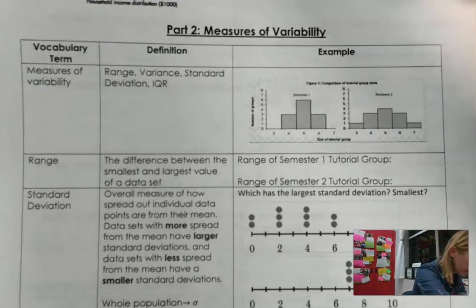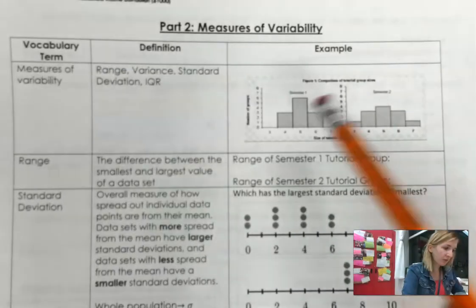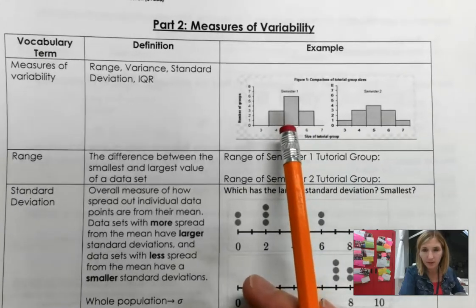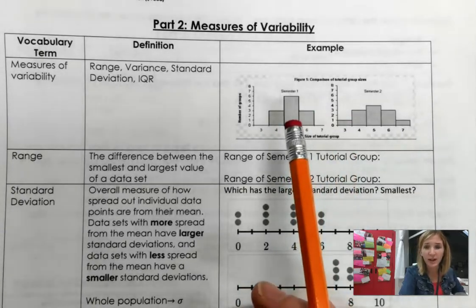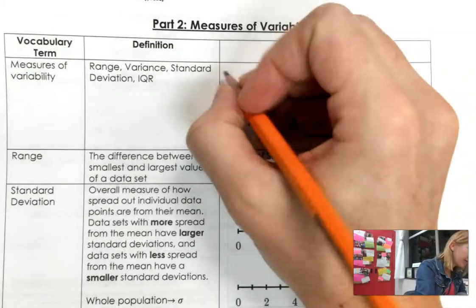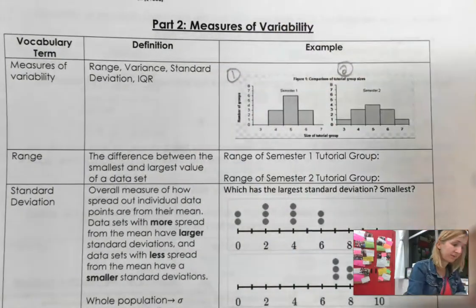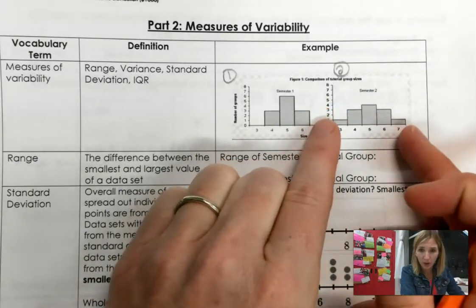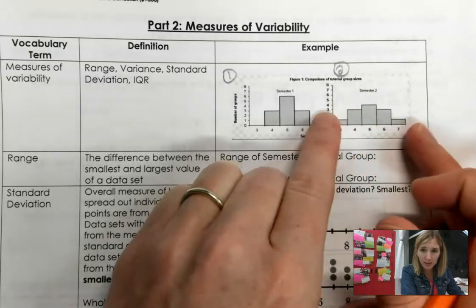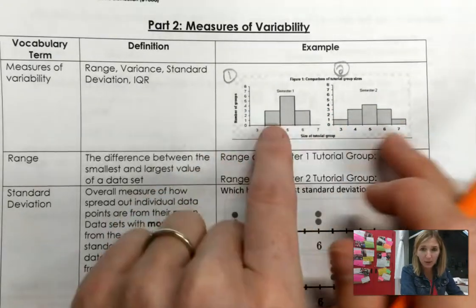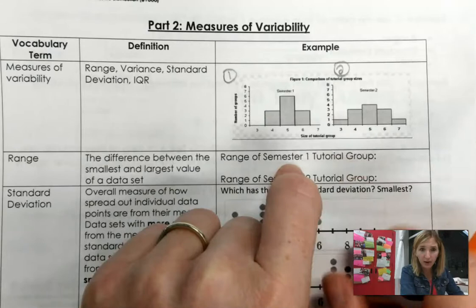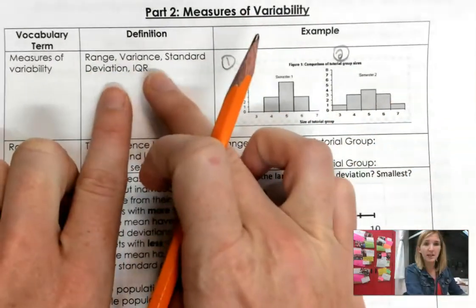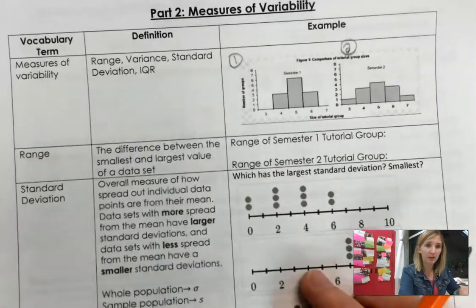Out of these two, which do we think has more variability? Which data is more spread out? Number 1 or number 2? I hope you said number 2 was more spread out. You can see it's got a longer range, and there's more data pieces away from the mean in the middle. Here, it's a little bit closer together, right? So, all of these 4 things will tell us different things about how spread out the data is.